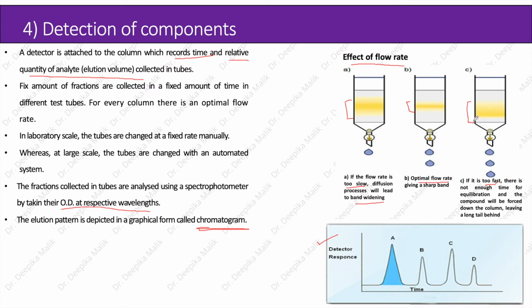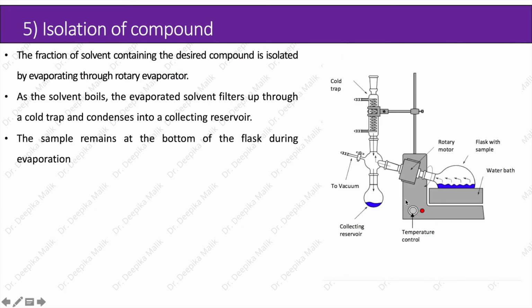Now the last step is the isolation of the compound. The fraction of solvent containing the desired compound is isolated by evaporating it through a rotary evaporator. In this apparatus, as the solvent boils, the evaporated solvent filters up through a cold trap and condenses into a collecting reservoir. The sample remains at the bottom of the flask during evaporation. In this way, we get the final product, that is our solute, separated from the sample mixture.